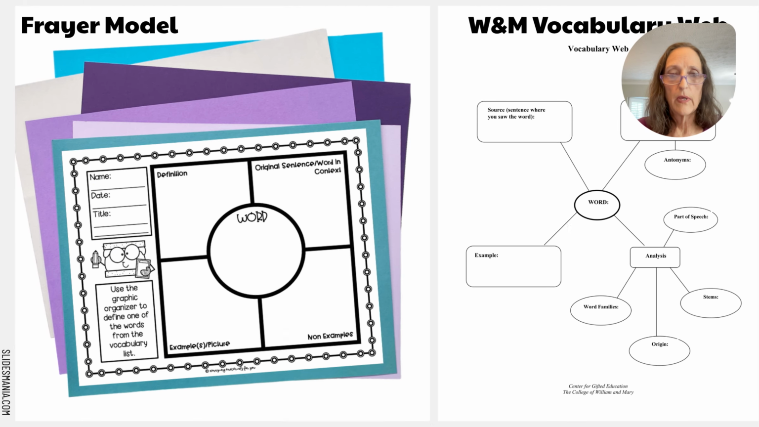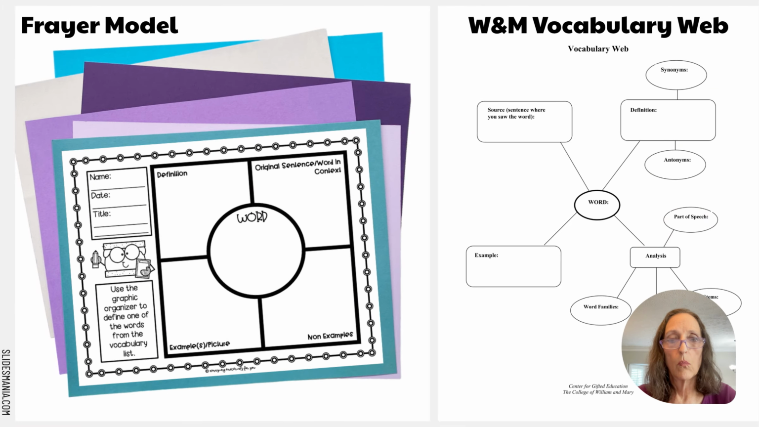So, I'm going to start with these two word analysis activities. And I'm sure that you've seen Frayer models before. And I love them. I think they're fantastic because a child would choose what word they wanted to work on, and they write their word in the middle, then they write the definition, then they come up with an original sentence and use the word in context. They give an example or they can draw a picture, and then they give non-examples.